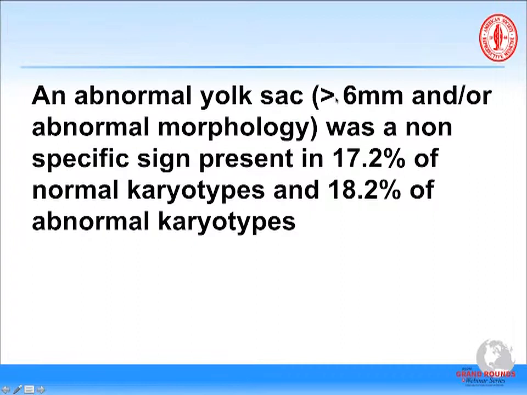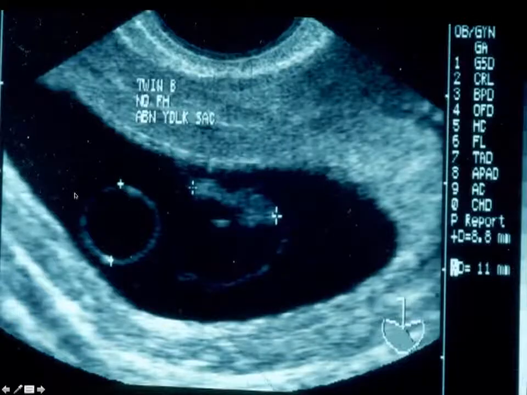We found that an abnormal yolk sac, in this case greater than 6 millimeters, with or without abnormal morphology, was a nonspecific sign of a failed pregnancy, whether the karyotype was normal or not. And here's an example of a hydropic enlarged yolk sac measuring almost 9 millimeters and an 11 millimeter embryo with no cardiac activity.